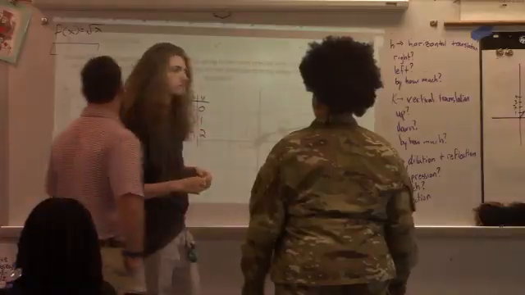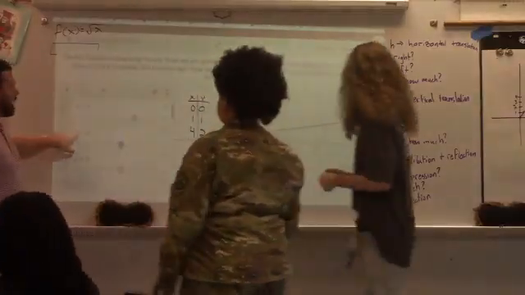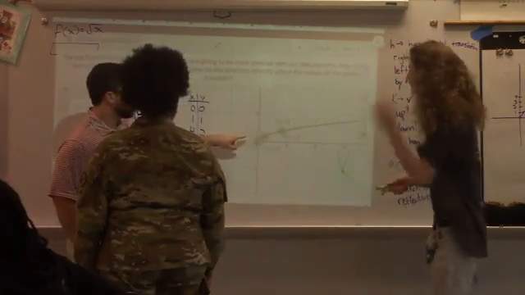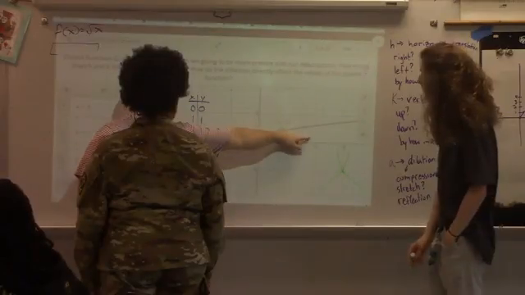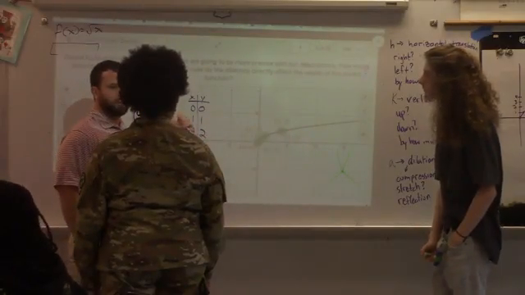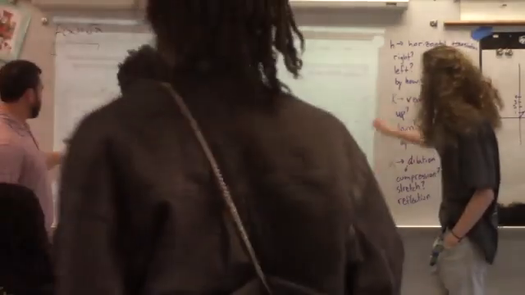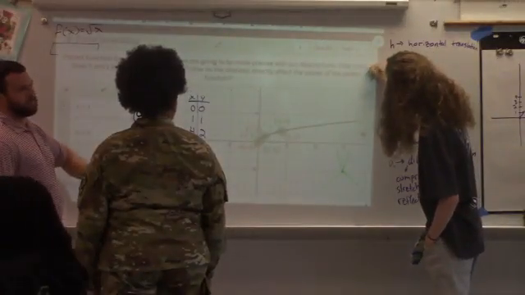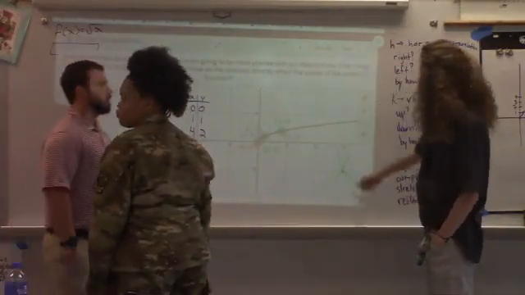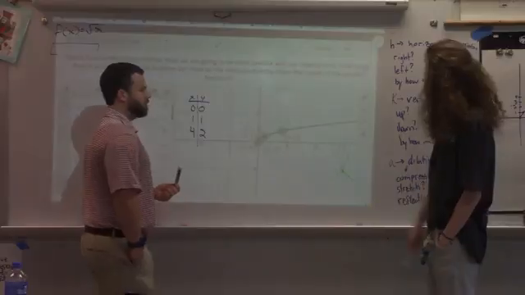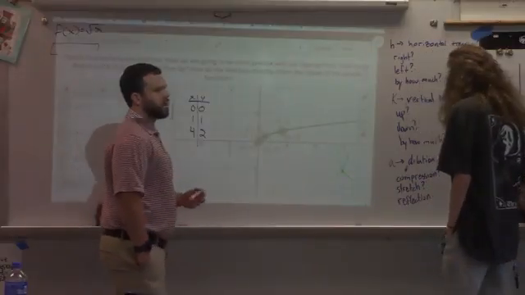So like the h, right? We said that h creates a horizontal translation. So what h values translate this to the right? What h values translate this to the left? What values of k translate up? What values of k translate down? Okay, so this is dilation. Correct. Dilation and reflection.